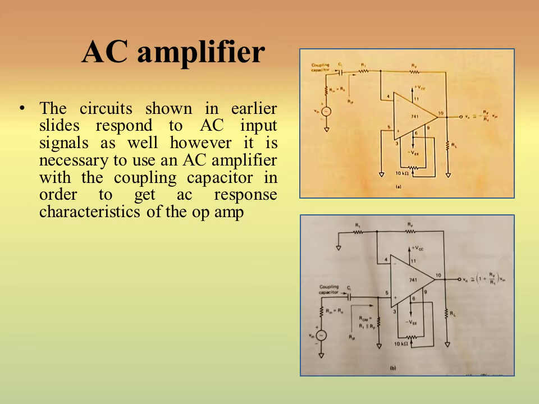However, there is one necessary thing. In order to use it as an AC amplifier, it is required to add a coupling capacitor. See here, the basic difference between the previous figure and this figure is that there is an additional capacitor connected in the input. This capacitor is called the coupling capacitor. So it is necessary to use an AC amplifier with the coupling capacitor in order to get the AC response characteristics of the op-amp. Now what does this coupling capacitor do?